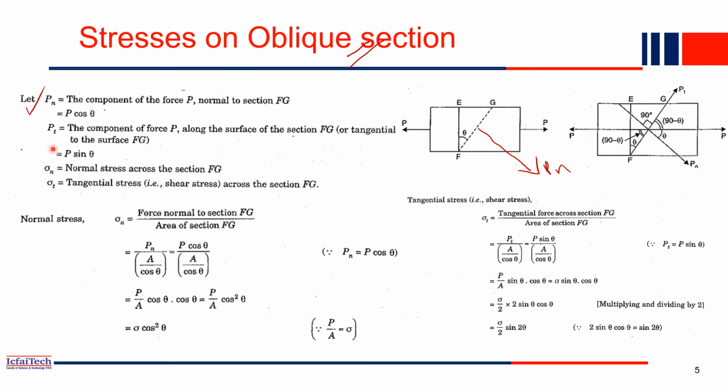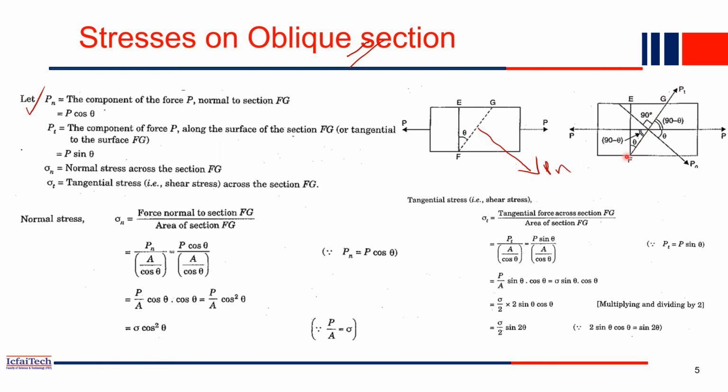Now similarly, P is acting in this direction. How much force is acting along the section, that we call PT. So PT will be P sin theta, always, because theta is here. So the normal direction will be P cos theta, and the shear direction, that is towards the section, will be P sin theta.